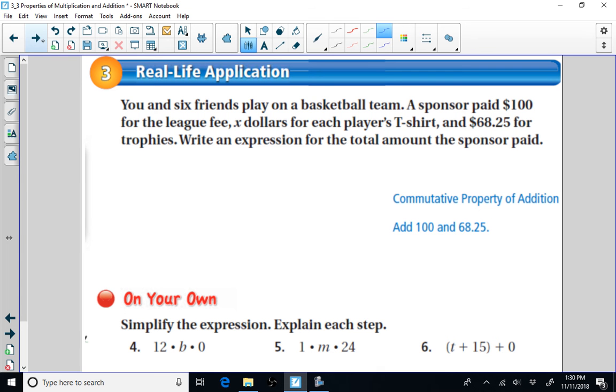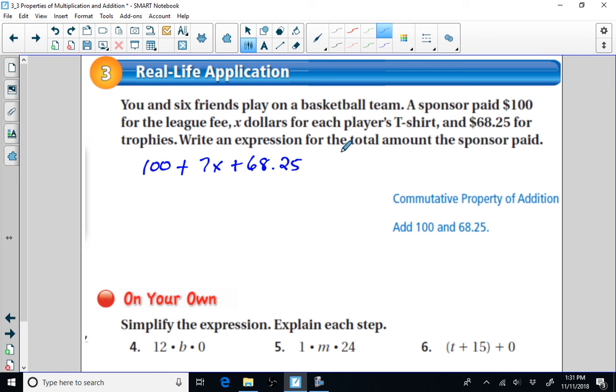All right. You and 6 friends play on a basketball team. A sponsor paid $100 for the league fee, plus X dollars for each person's t-shirt. So we paid $100 for the league fee, plus X dollars for each person's t-shirt. Well, you and 6 friends, that's 7 people that have to have a t-shirt. And then you paid another $68.25 for trophies. Write an expression for the total amount paid. Well, this is the expression for the total amount paid.